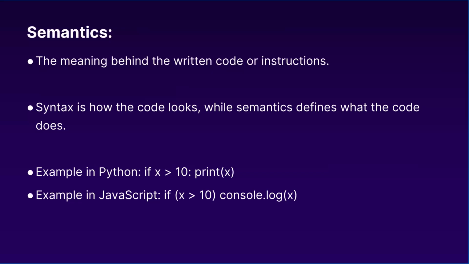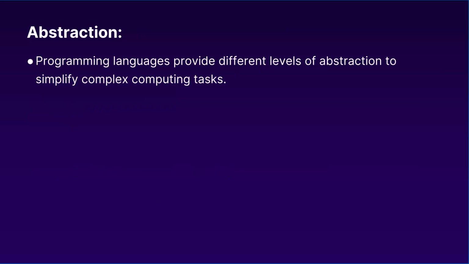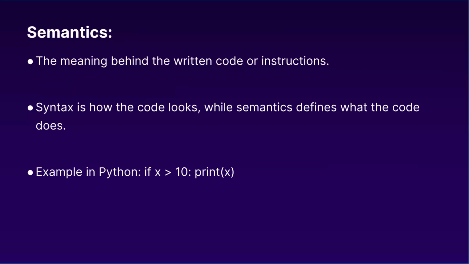If it is not greater than 10, don't console it. Okay. All right. So every programming language also provides something we call abstraction. Every programming language provides different levels of abstraction to simplify complex computing tasks. Now, if I go back to this, if s is greater than 10, print s. If you were to write this in the core computer language, it would be so difficult for you.